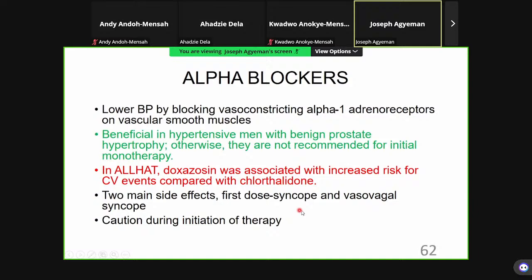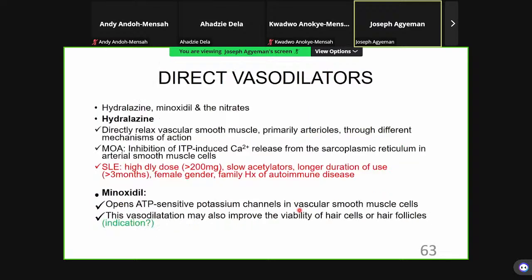We don't want to see any head injury and stuff. So that is enough on alpha blockade. We also have direct vasodilators.